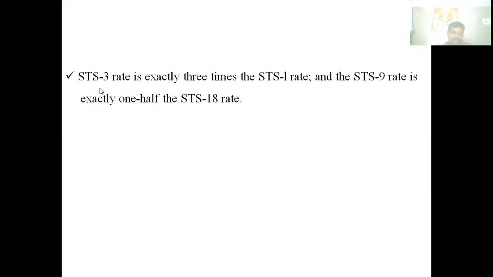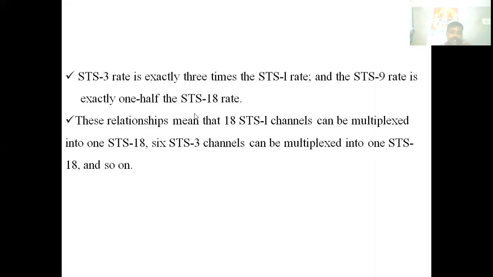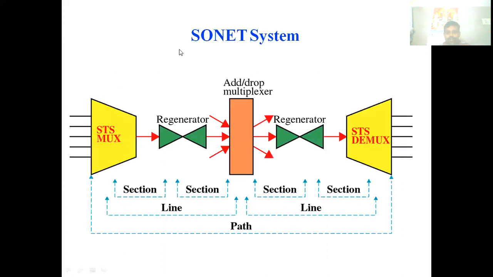Already I have told STS3 is having 3 times the STS1 rate and STS9 is exactly 1/2 of STS18. So by using this relationship, we can multiplex the signals. So this is nothing but a SONET system.